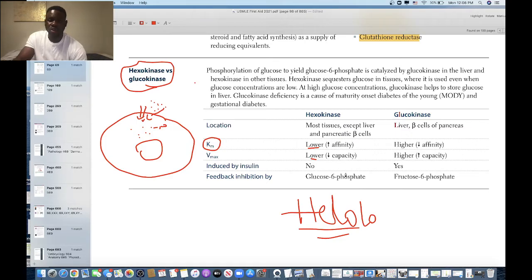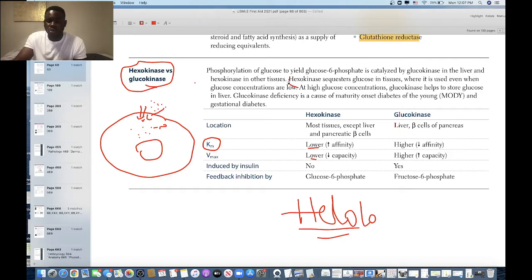Okay, now when we say low Km and low Vmax, what does it mean? When we say something has low Km, it means that it has high affinity. So low Km means high affinity, and when we say it has low Vmax, it means that it has low capacity to work. So for example, let's read here. They say hexokinase sequesters glucose in tissues where it is used even when glucose concentrations are very low, right?